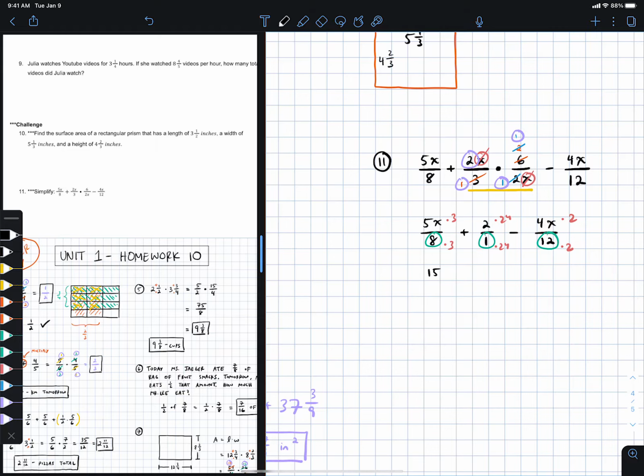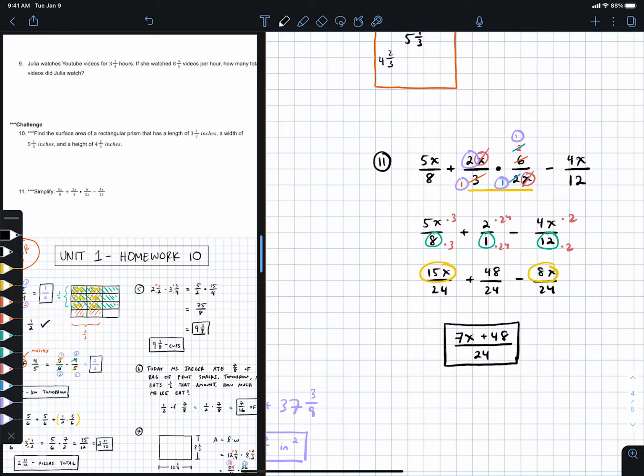So this one would be 15x over 24 plus 48 over 24 minus 8x over 24. Okay, so just combining some like terms here. Sorry, that was Benny. This 15x minus the 8x is going to be 7x. So we should have 7x plus 48 over 24. That would be as simple as we can go with writing this entire problem.